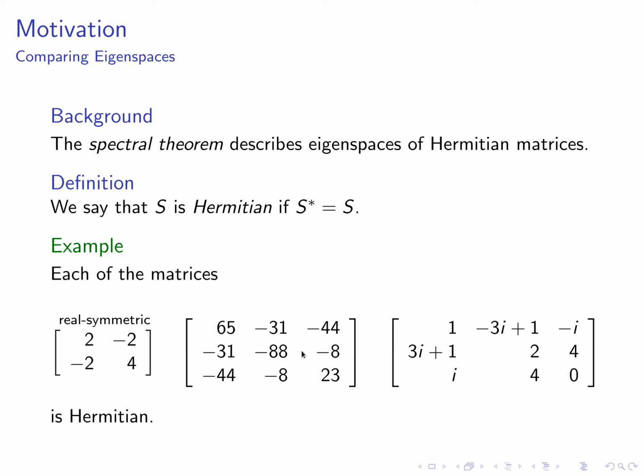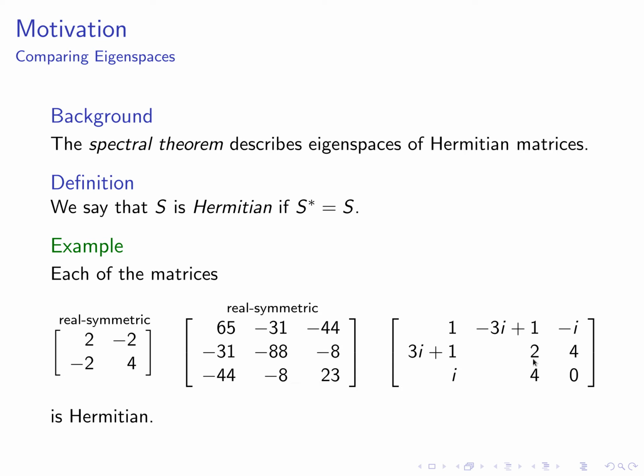This second matrix is a 3 by 3 real matrix, and if we compare entries across the diagonal, this -31 matches with this -31, this -44 matches with this -44, and -8 matches with -8. So we have all real entries with symmetry about the diagonal. This is another real symmetric matrix, and real symmetric matrices are always Hermitian.